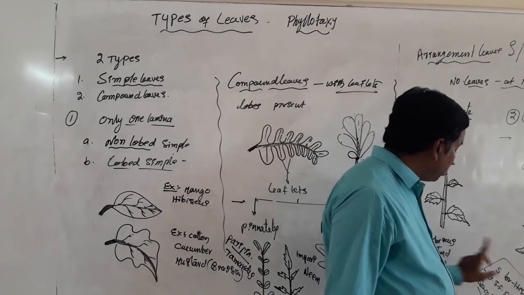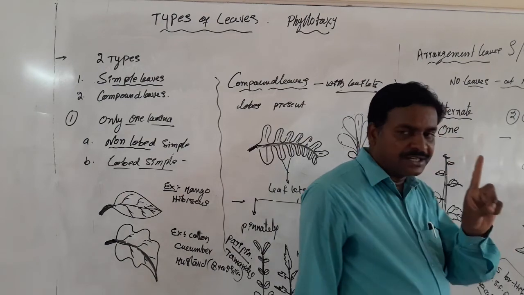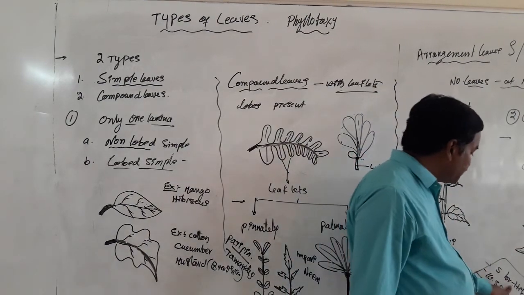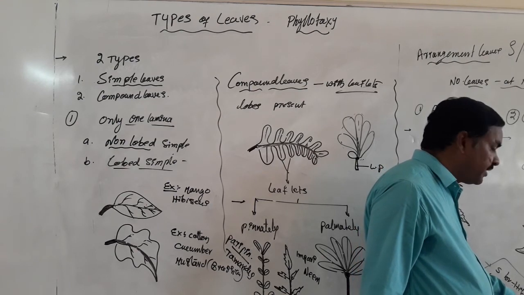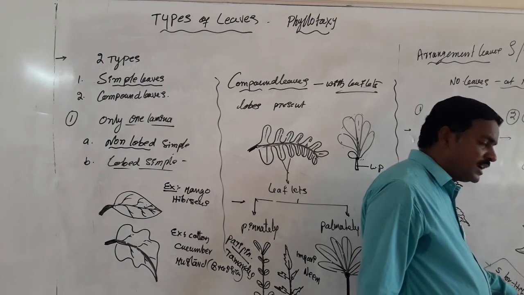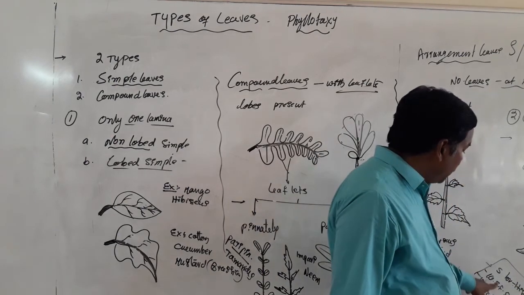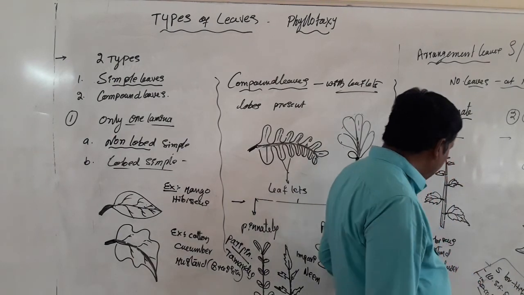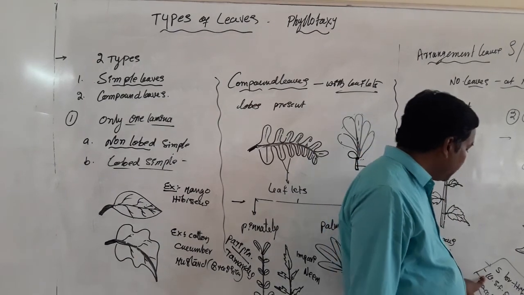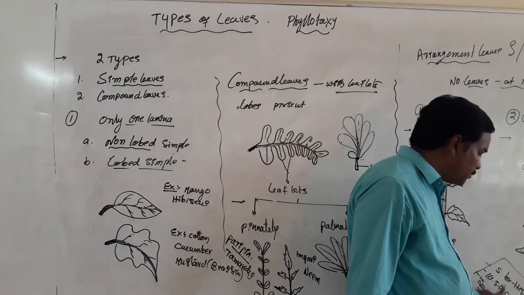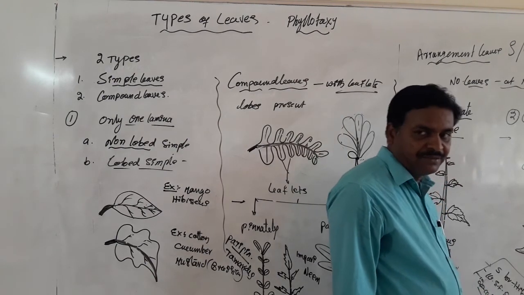5 branches of hibiscus is an example for alternate phyllotaxy, which consists of 1 leaf per node. 5 branches each with 5 nodes: 5 into 5, 25. 25 nodes are there. Each node contains 1 leaf, so 25 into 1, 25 leaves. And 10 branches of sunflower, also an example for alternate, 1 leaf at each node. 10 branches each with 5 nodes: 10 into 5, 50, into 1, 50.